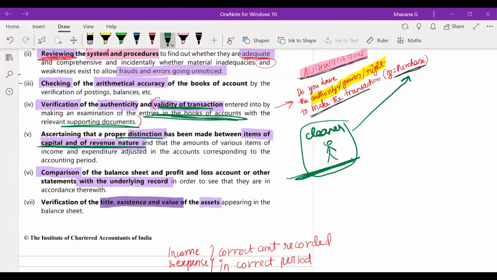A good example would be installation of machinery. Is installation of machinery a capital nature item or a revenue nature item? Machinery is a capital nature item. Is the installation of machinery, that expense, a capital nature item or a revenue nature item? Very good, Nandita. It is a capital nature item. This is an expense only, but you will record it as a capital nature item. So whether this distinction has been made correctly or not, you have to check.